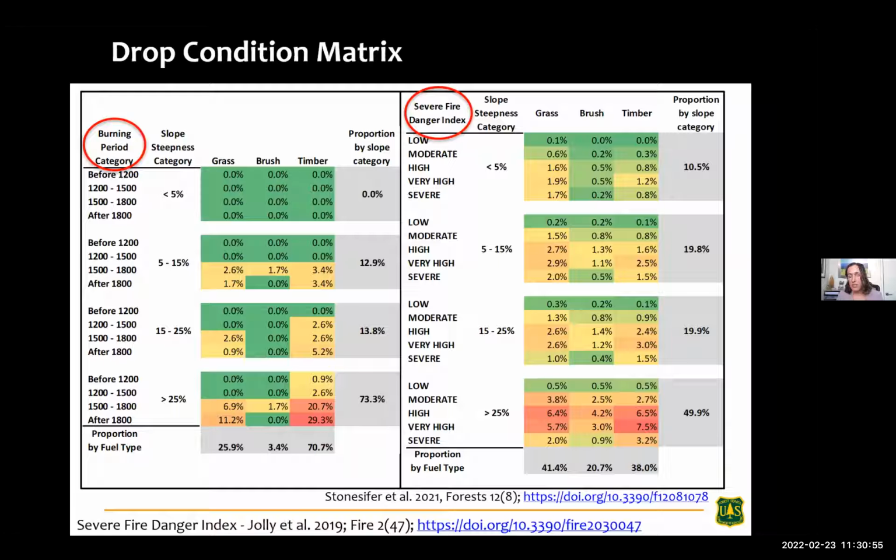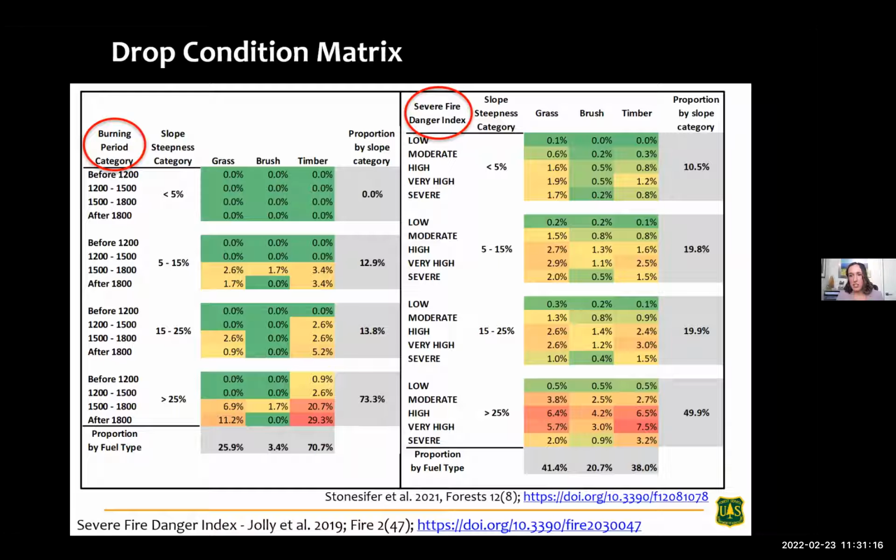On the right, this is the same matrix, except it's recognizing that burning period is a pretty coarse proxy for fire behavior. We're really trying to look at, late in the day, we see fire behavior tend to kick up and flame lengths get longer, fire gets more active.